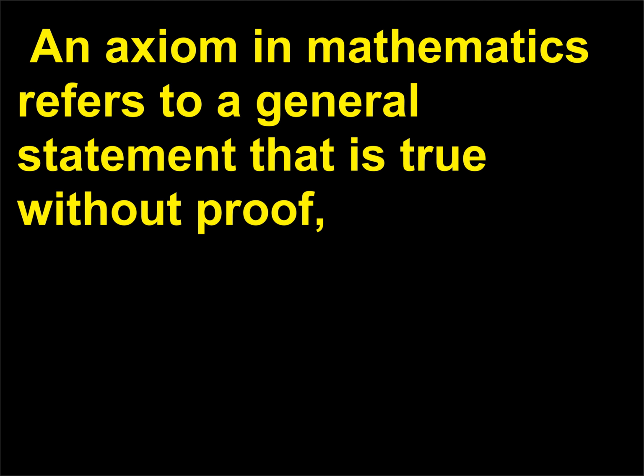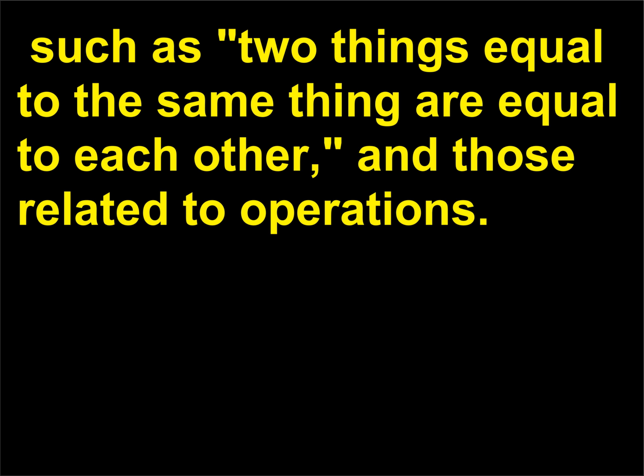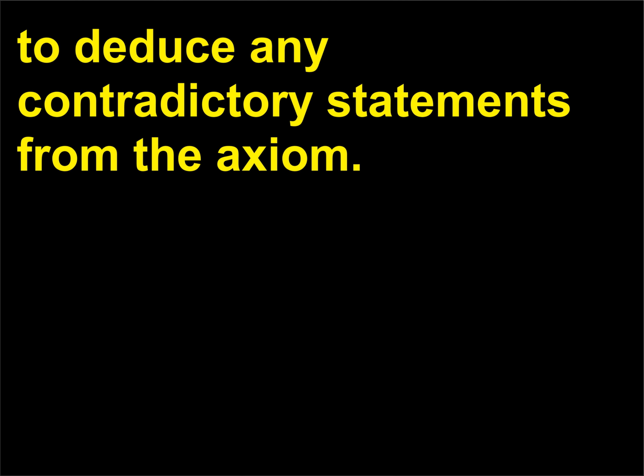An axiom in mathematics refers to a general statement that is true without proof, and it is often related to equality, such as two things equal to the same thing are equal to each other, and those related to operations. They should also be consistent. It should not be possible to deduce any contradictory statements from the axiom.